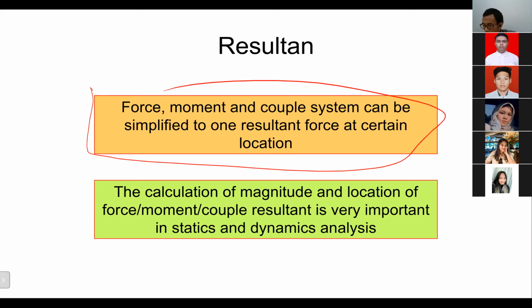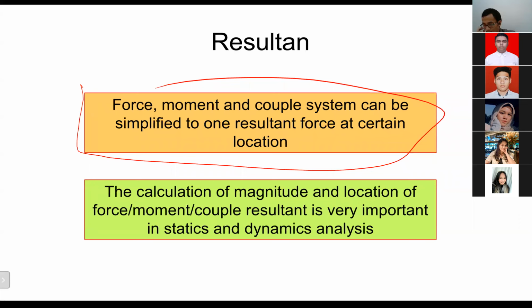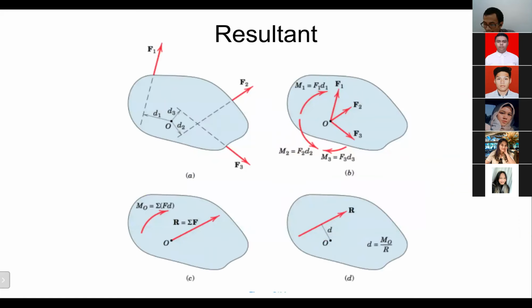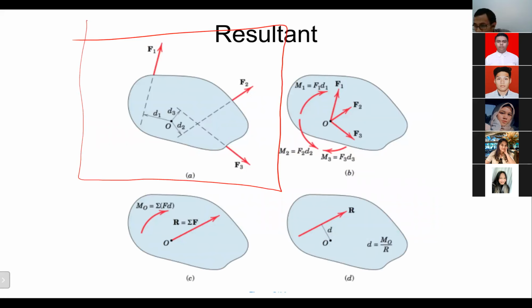I think I will just go to the next one. Please don't look at figures B, C, and D. Try to concentrate on figure A only. This is the first thing that you have to concentrate on. Try to ignore the rest.